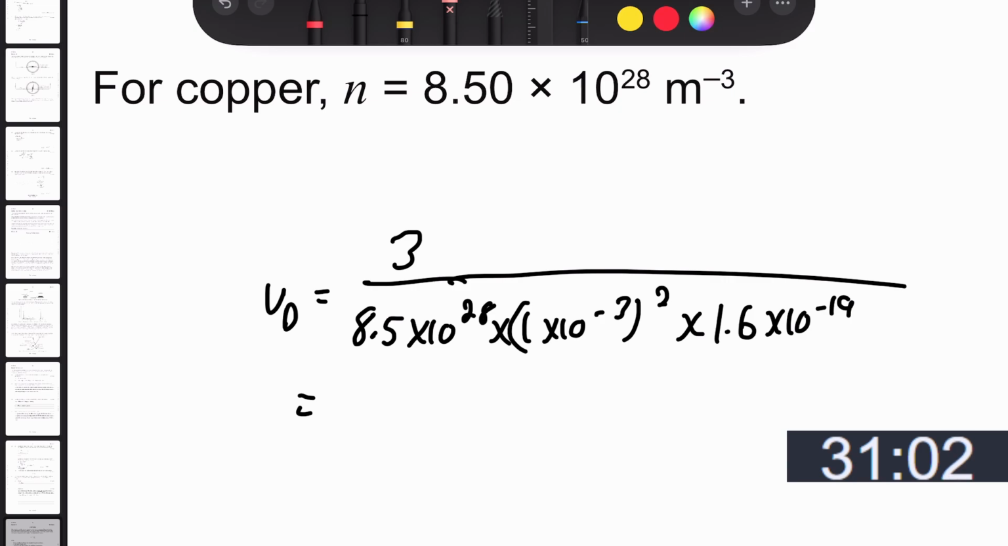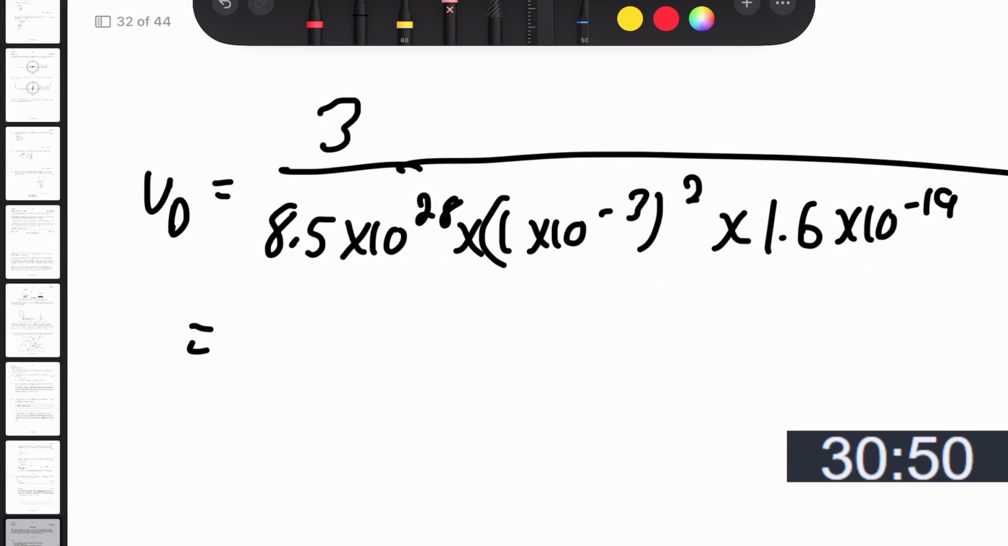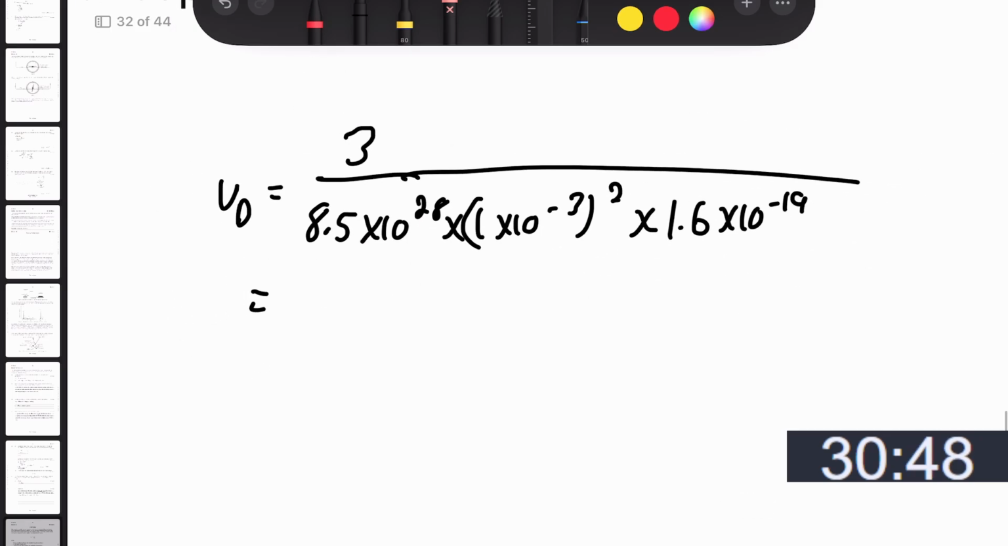This is all equal to... Calculator's broken, man. Okay, 3 times 10 to the negative 3 squared, 1.6, 10 to the negative 19. So drift velocity is 2.21 times 10 to the negative 4 meters per second.